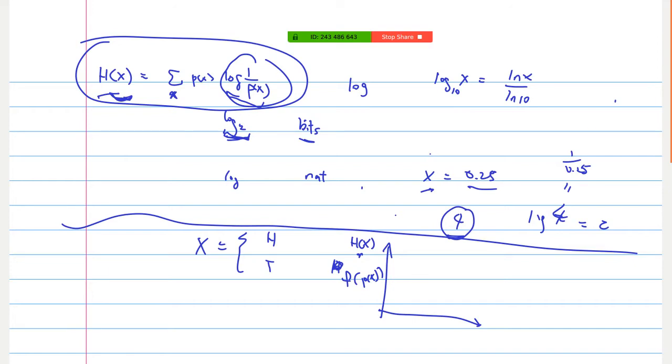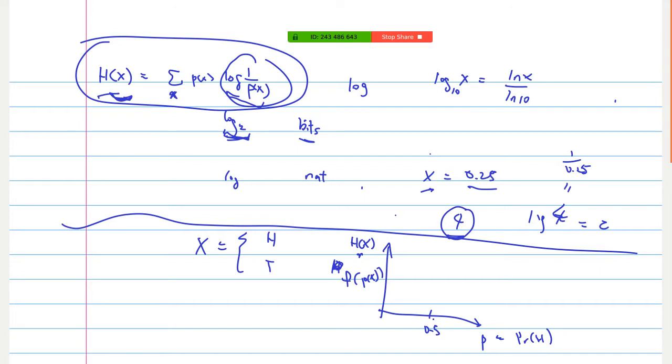For example, in this case, if I only have 2 possible outcomes, then I only have one parameter p. So let's say p is equal to the probability of head. What you expect is, when p is equal to 1/2, what do you expect H(X) to be? Maximum. Yes. And what will be the value?